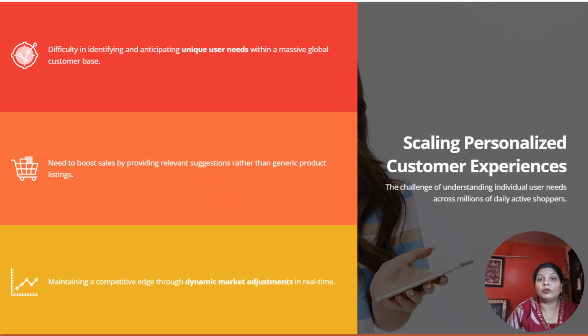Third, Amazon competes in a highly dynamic market, where maintaining a competitive edge requires real-time adjustment to customer recommendations, pricing, and product visibility. Together, these challenges define the central problem of the case: how to understand individual customer needs and deliver a personalized experience across millions of daily active shoppers on Amazon. In the next part of this case, with the next slide, we will see how analytics and data mining were used to address this challenge systematically.